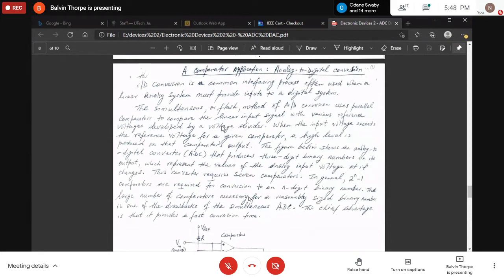So if we know that we need a 4-bit binary number, n will of course be 4, right? So it'll be 2 to the 4 minus 1, and that tells you how many comparators you would need in the conversion process. All right? Good.